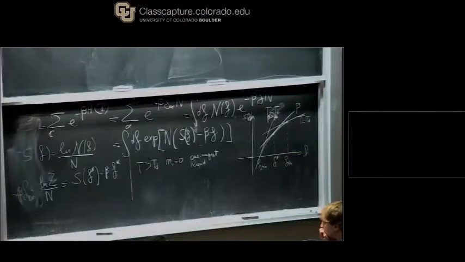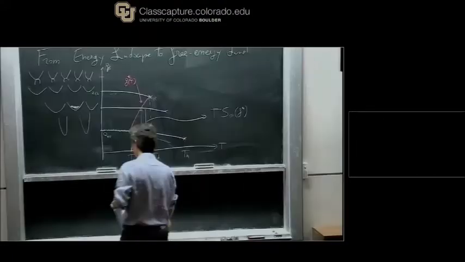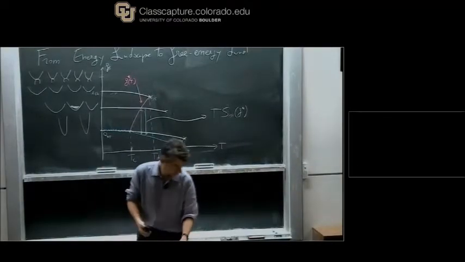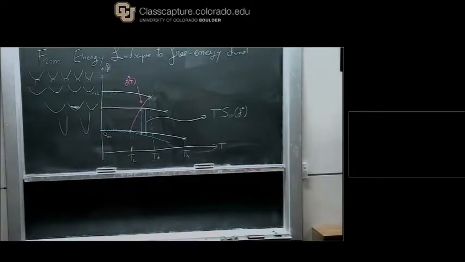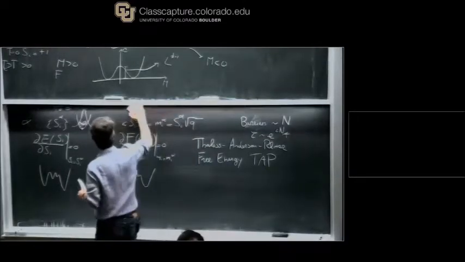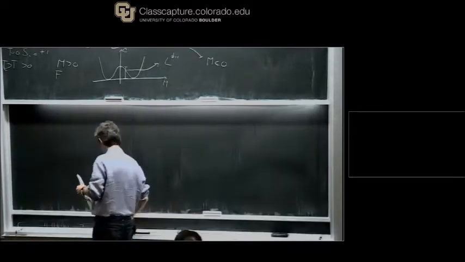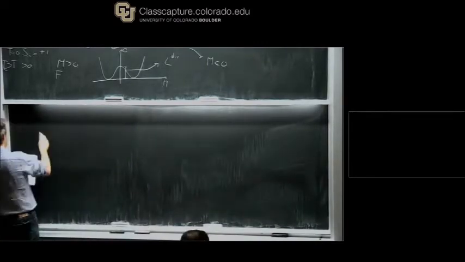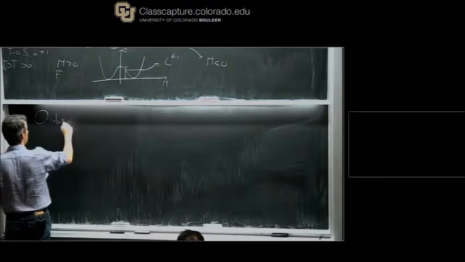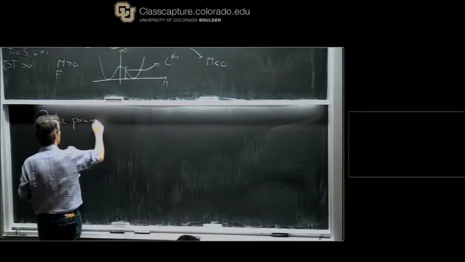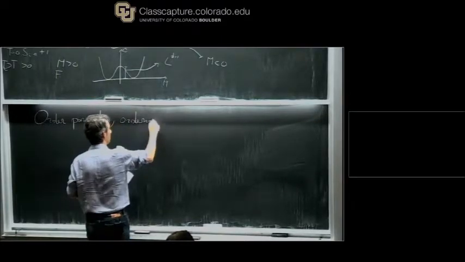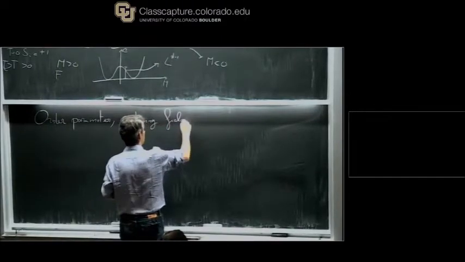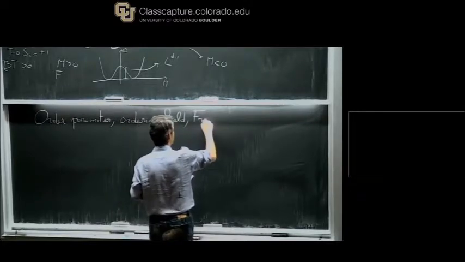Okay, so let me go now to the second part of my lecture, which is about what is the order parameter of this transition? What is the ordering field? And something that we call the Franz-Parisi potential.